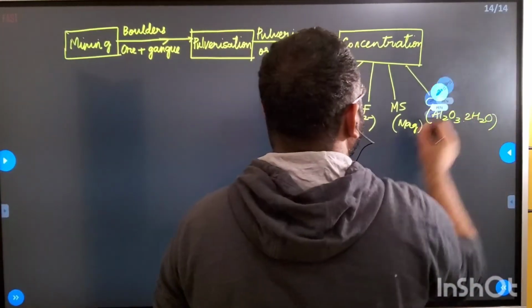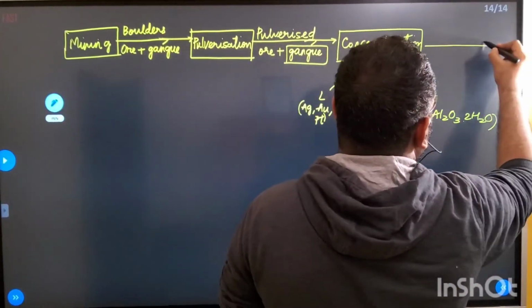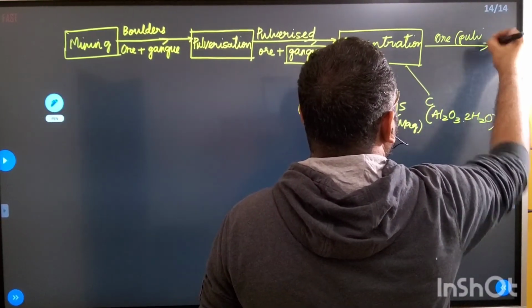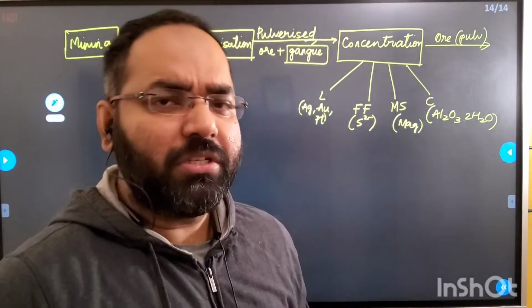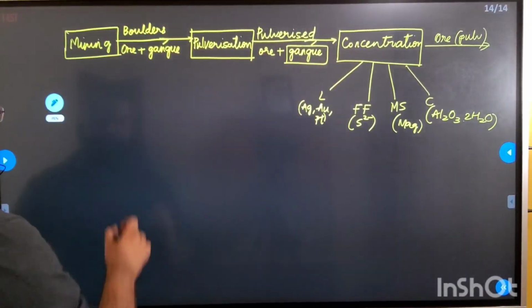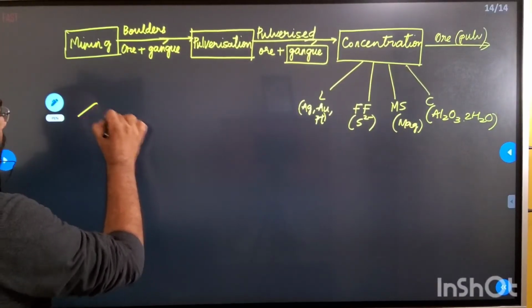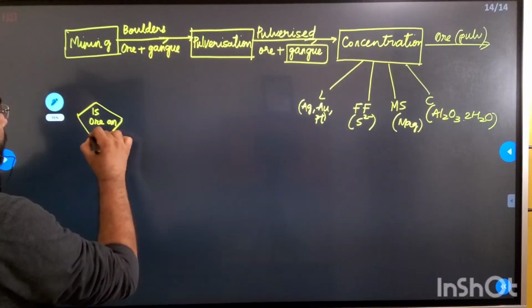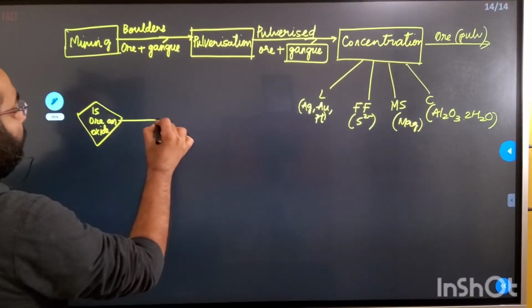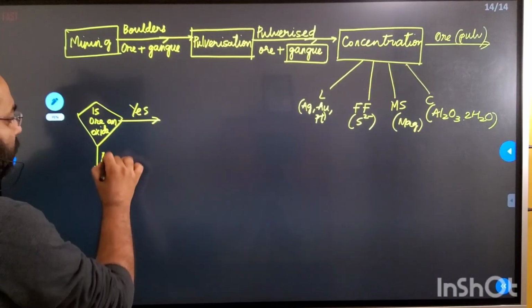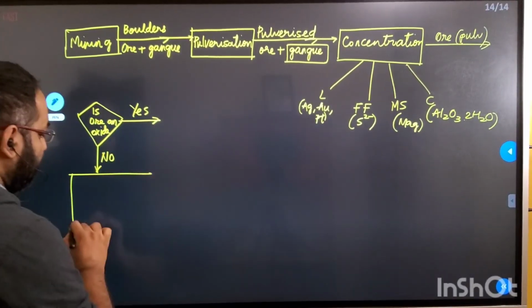The moment you finish the concentration process, what you mostly get is ore in pulverized state. So you get pretty much just powdered ore, but some amount of gangue particles might still be there. The moment you get that, you do a check. What check do we do? Is ore an oxide? If ore is an oxide, then skip the process. If ore is not an oxide, convert it to oxide.